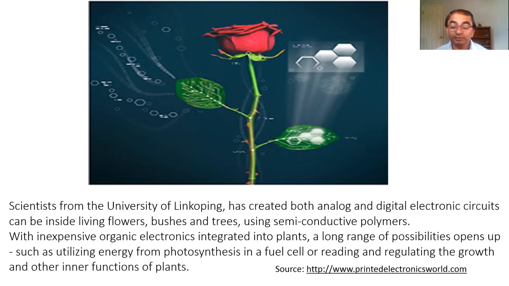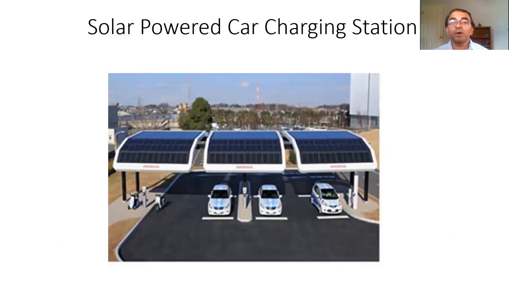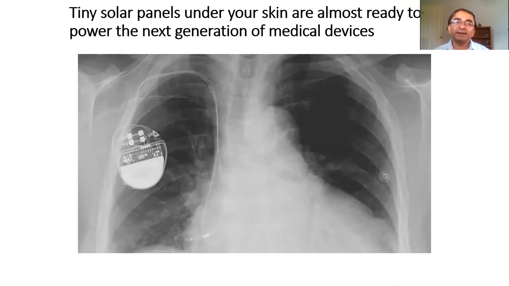They are planning to utilize energy from photosynthesis in a fuel cell, and to read and regulate the growth and other inner functioning of the plant. So they are thinking out of the box, with applications in different fields. Also, a solar powered car charging station, if that is possible, with the help of flexible and lightweight solar cells. Very important: tiny solar panels under your skin are almost ready to power the next generation of medical devices. So you can see the applications of these printing technologies.